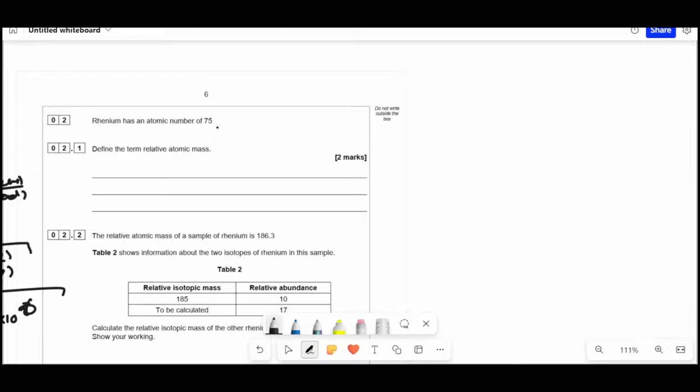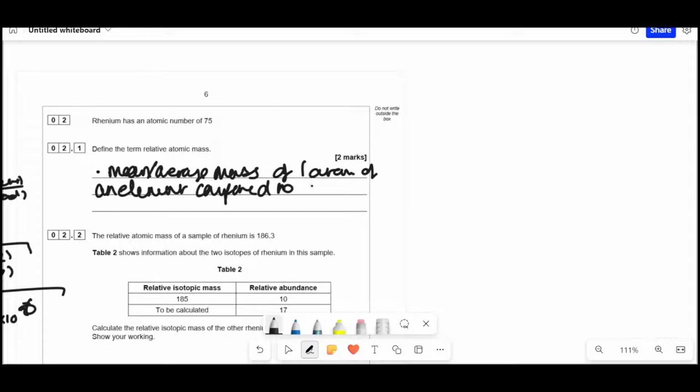Rhenium has an atomic mass of 75. Define relative atomic mass. Oh, man. It's the mean mass or average mass of one atom of an element compared to, or relative to, 1/12 of a carbon-12 atom.